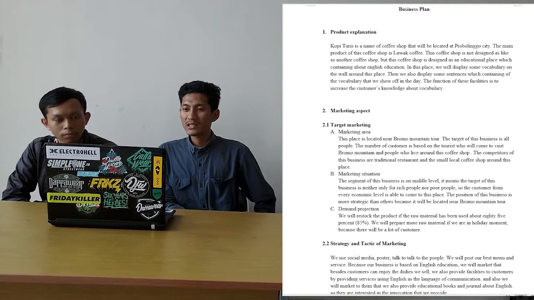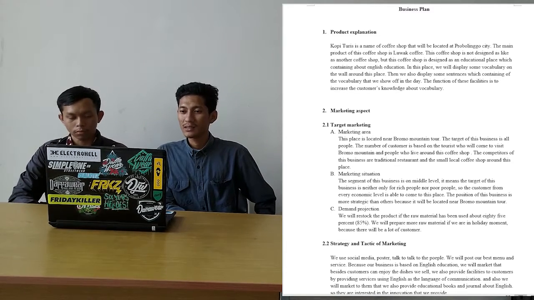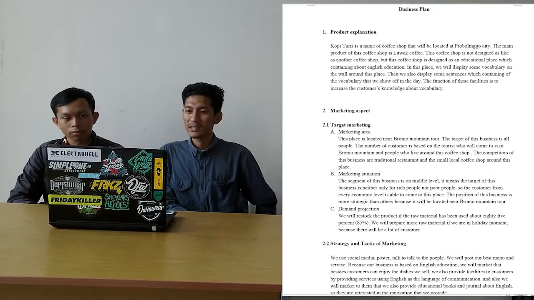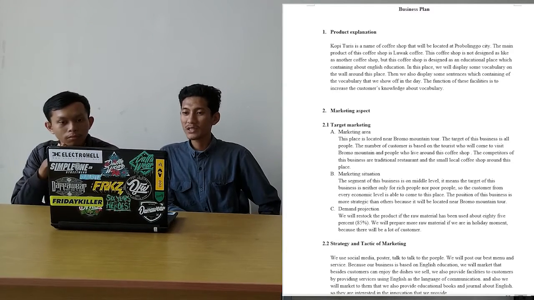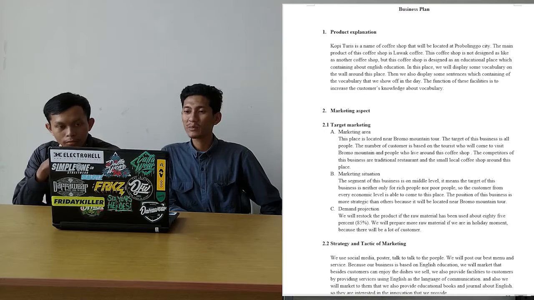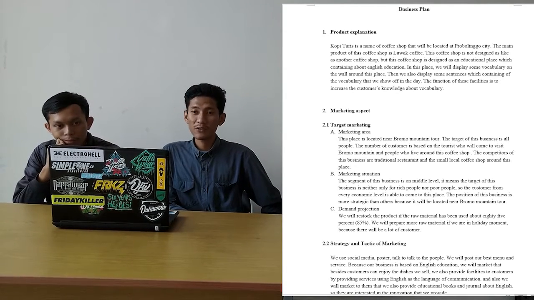We will explain about our business product. For the first, we'll tell you about product explanation. Our business is a coffee shop. The name is Kopi Turis. Kopi Turis is the name of a coffee shop that will be located in Probolinggo City. The main product of this coffee shop is luwak coffee.